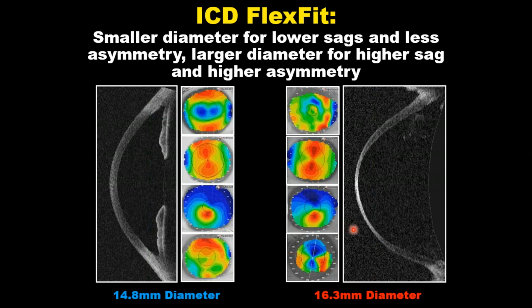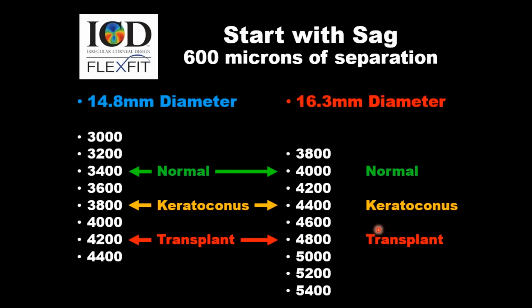But as I said, when in doubt, use the 16-3. The larger lens is more forgiving. It's easier for it to vault over top of the asymmetry and the larger corneas. And in an eye like this, this keratoglobus, this incredibly deep eye, this is where we're almost certainly going to need the big lens to clear over top of the big vault we have.